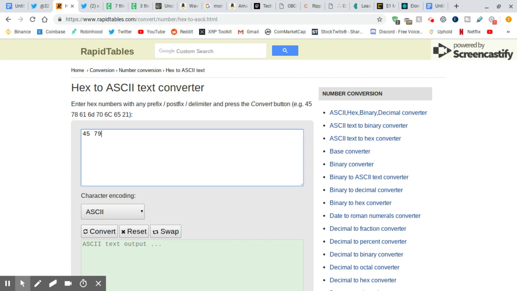45 79 65 73 4f. Oh, I'm gonna make sure that's capital. 70 65 6e 21. What does that convert to? Eyes open exclamation mark. Okay, I don't know what the hell that means right now.